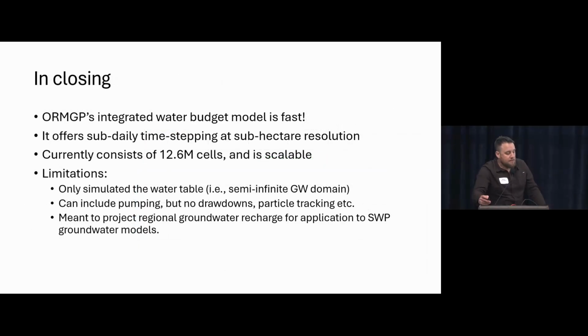So what I've created is an integrated groundwater surface water model that is built to be fast. It's meant to supply recharge to a groundwater model. It doesn't do particle tracking, and I can't do drawdowns and whatnot. But nonetheless, I can still incorporate groundwater information into the calibration of this hydrological model.